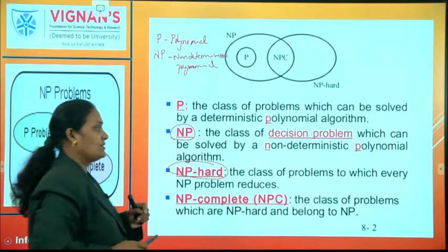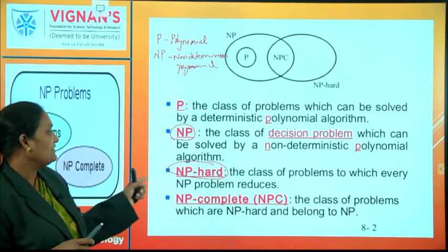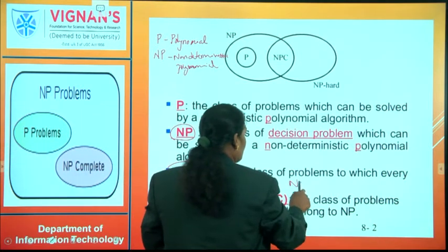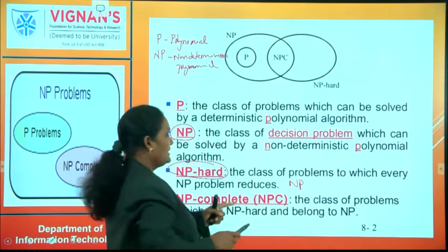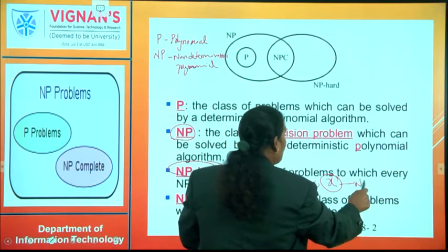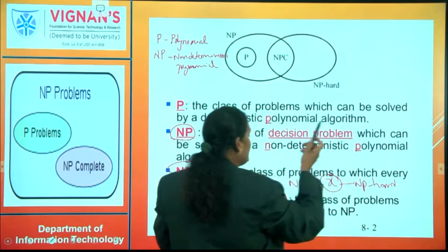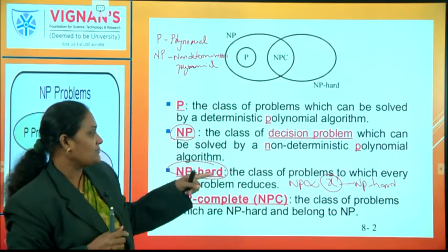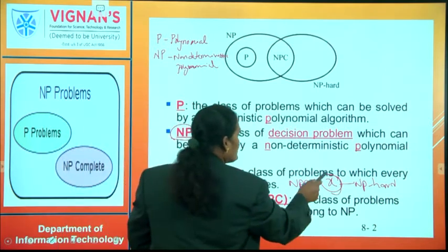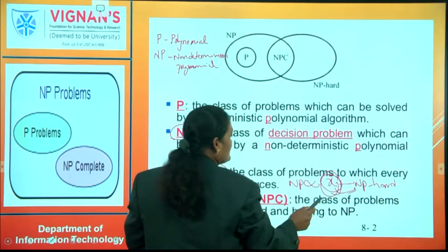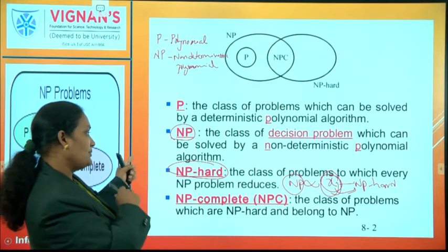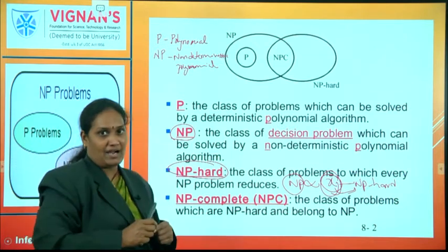Now, NP hard problems. What are NP hard problems? The class of problems to which every NP problem reduces. That is, every NP problem, that is non-deterministic problem, reduces to some problems. This class of problems are called NP hard problems. These classes of problems can be solved by using some non-deterministic algorithms. The same algorithm can be used to solve these problems also. So that's why we are calling the NP problems which reduce to NP hard problems.